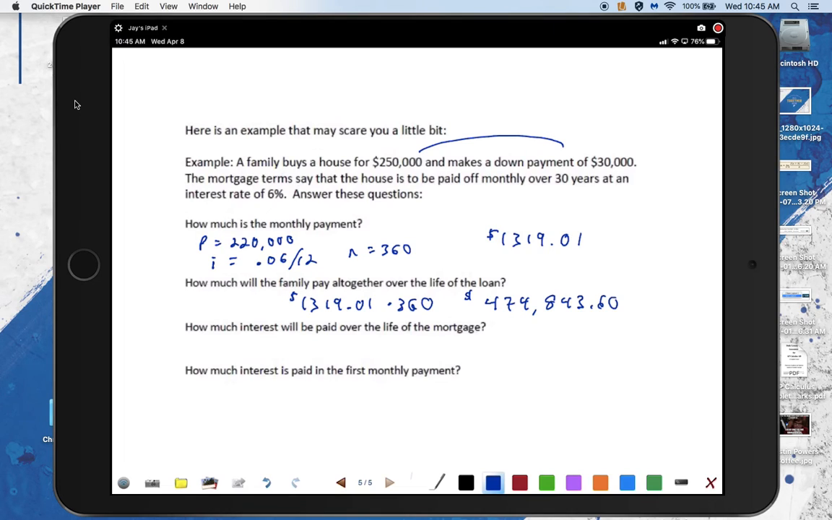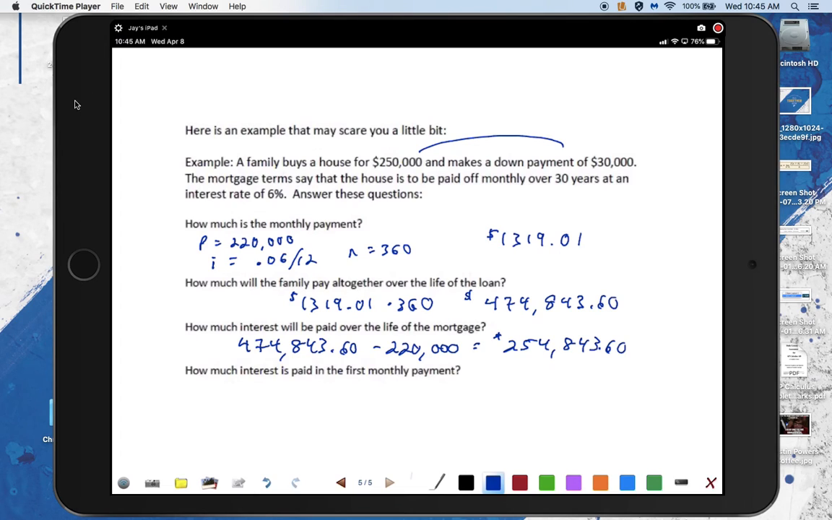Well, how much interest will you wind up paying? Well, you can find that out by taking out how much you borrowed, which is $220,000. And a quick little bit of math will see that you're going to pay $254,843.60 over the life of the mortgage. So again, you're like buying two houses here, which is a little scary when you think about it.